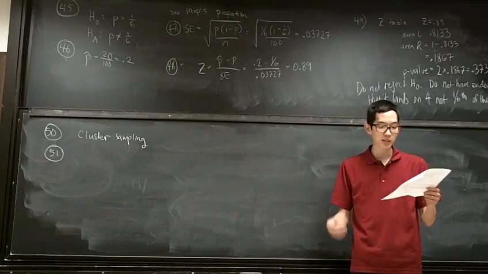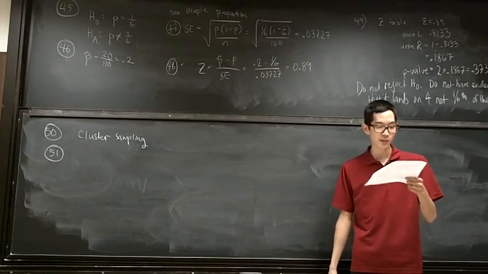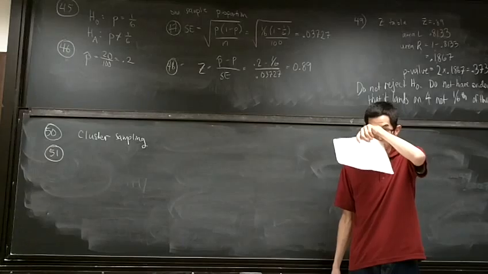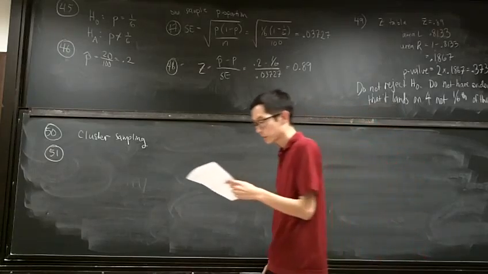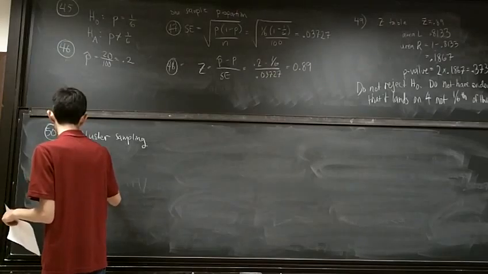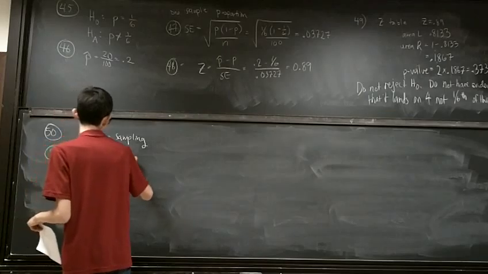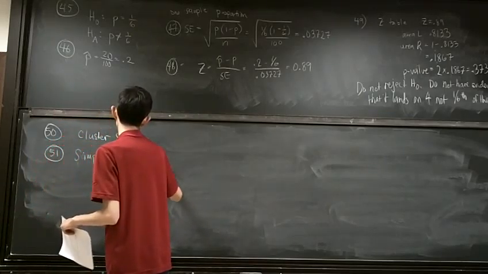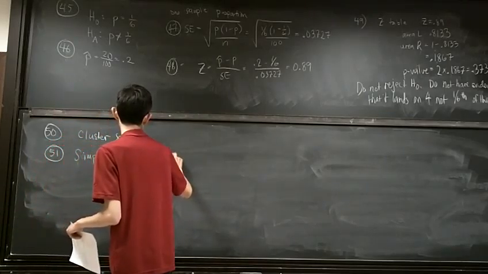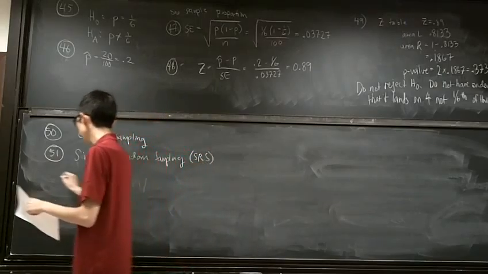Okay. A company wants to survey its employees. The company takes its master list of everyone in the company and randomly selects 100 of them for the survey. What kind of sampling is this? Simple random sampling. That's SRS.